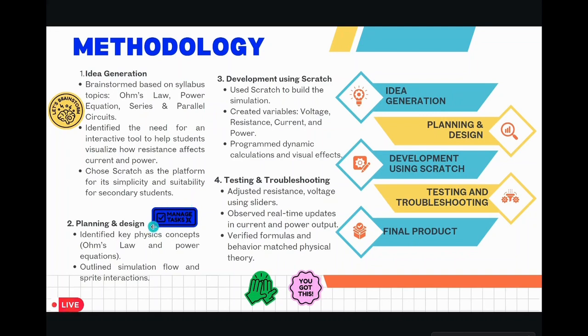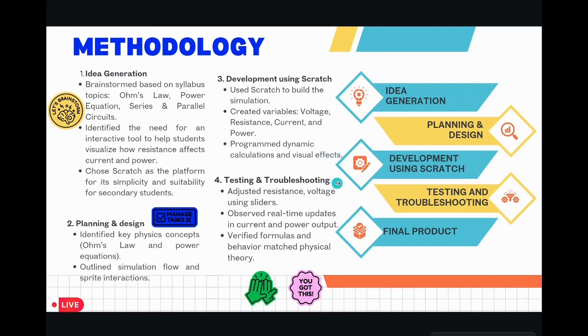Second, planning and design. Identify key physics concepts which are Ohm's law and also power equations. Outline simulation flow and also sprite interactions. Thirdly, development using Scratch. By using Scratch, you can build the simulation. You can also create variables which are voltage, resistance, current, and also power. It is programmed for dynamic calculations and it can also give visual effects.